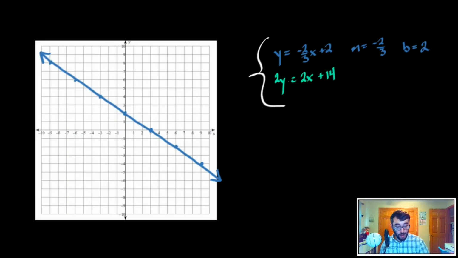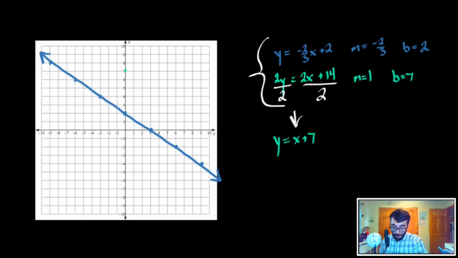Now the second one, I need to first get this in slope-intercept form. So I'm just going to divide each side by 2. And what that's going to become is y is equal to x plus 7. So I would go ahead and divide each side by 2, and that's how I get y is equal to x plus 7. So now I can plot that. The slope here is 1. That's 1x, okay? So the slope is just 1, or up 1, right 1, up 1, right 1. And the y-intercept is 7, okay?